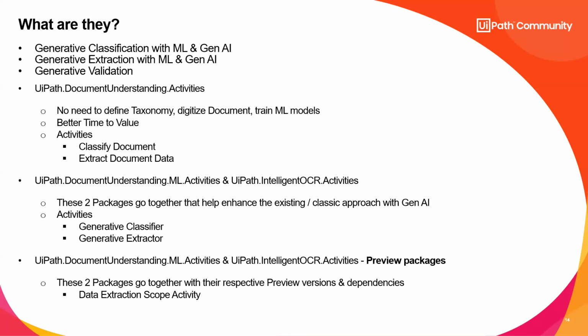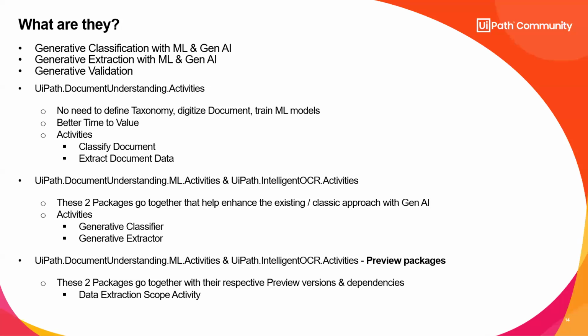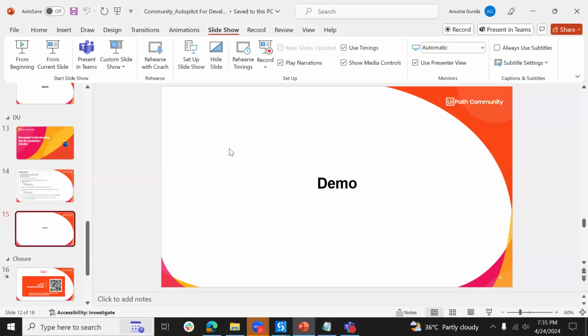The next two are from the existing classic projects, for the classic flow using the ML activities and the intelligent OCR activities. Here we have given two different activities, generative classifier and generative extractor, which we will use in combination in the existing projects. And the next one is for validation, where we have added Gen AI validation for the existing extraction scope. Let's go for the demo of those two.